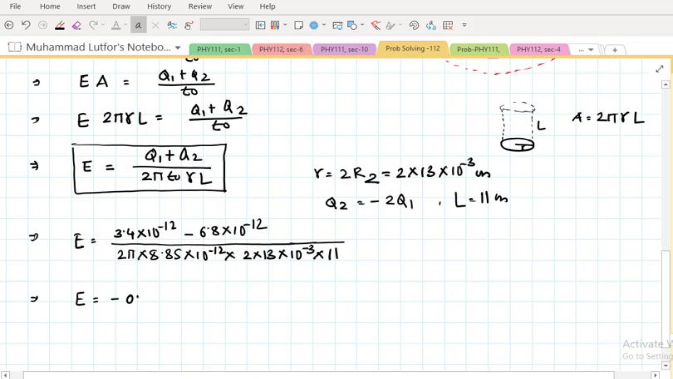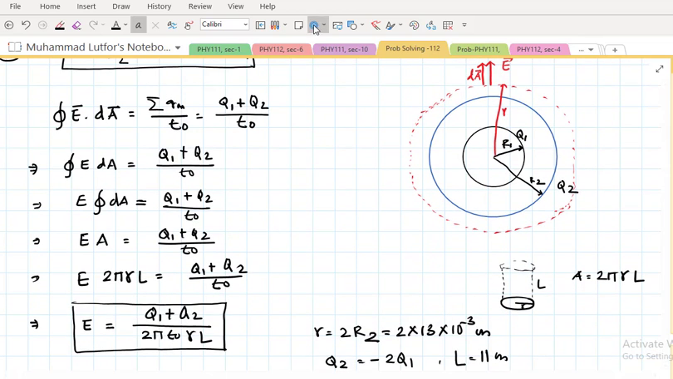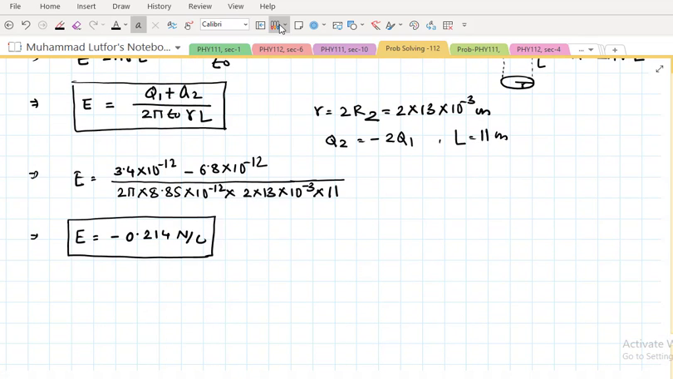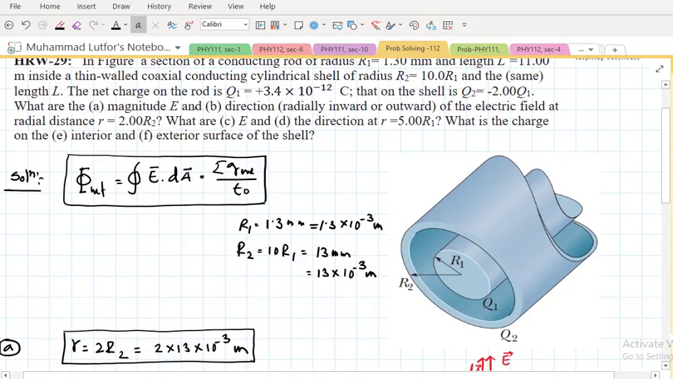minus 0.214 Newton per Coulomb. So this is the magnitude of this electric field, and this negative sign is telling us that the electric field strength would be directed inward. I chose outward, but since I find that it is negative, it is going to be inward. So this is the direction of the electric field over here. Then this is the answer of that question A, which asked you for the magnitude and the direction.